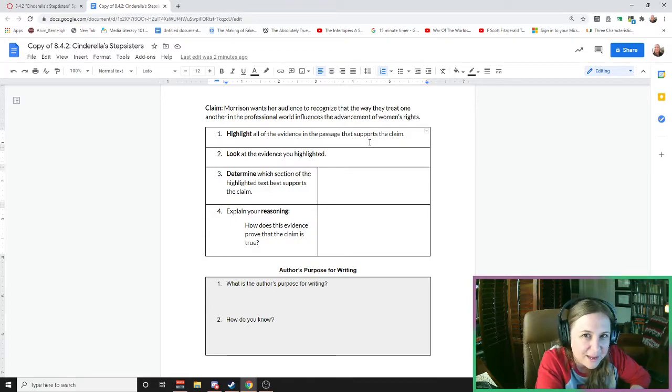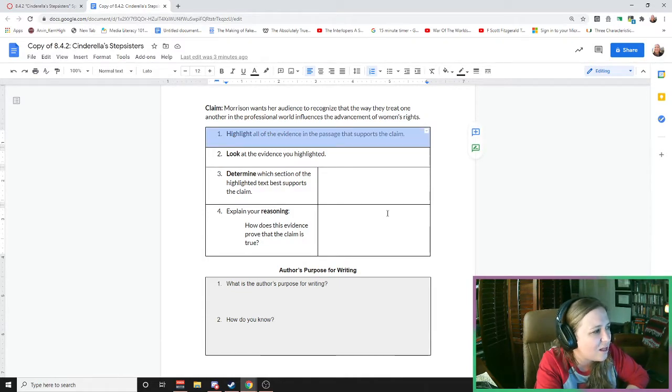Okay, we just learned about pathos, we just learned about the appeal to emotion, and Toni Morrison makes several appeals to our heartstrings in her speech here, and I want you guys to consider it. So it asks that you go back up to the speech and you highlight all of the evidence in the passage that supports the claim.